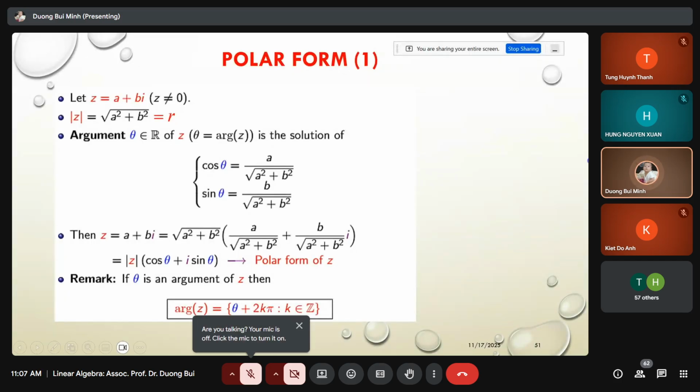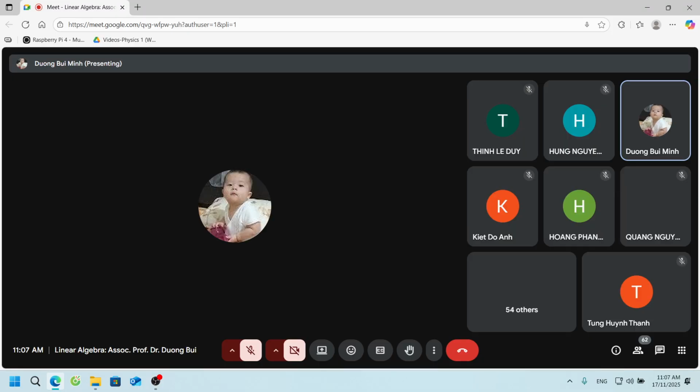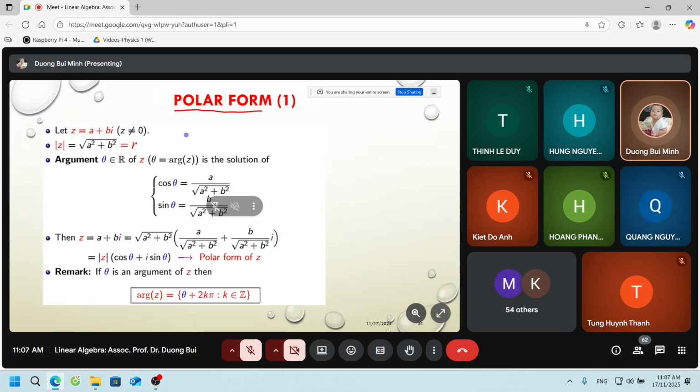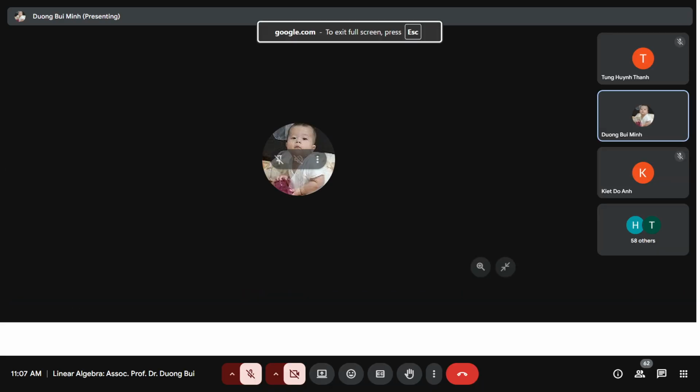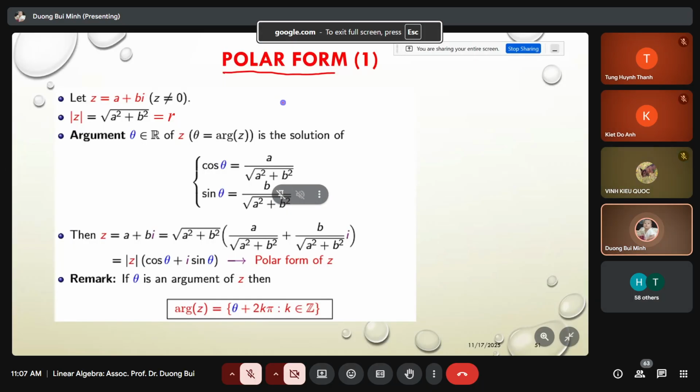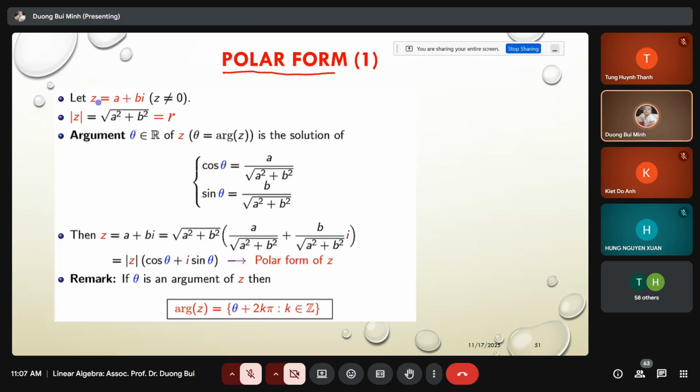So now we discuss the polar form. Of course, we know what a polar form is. Now we just think about the polar form mathematically. We have the complex number z equals a plus bj, right?